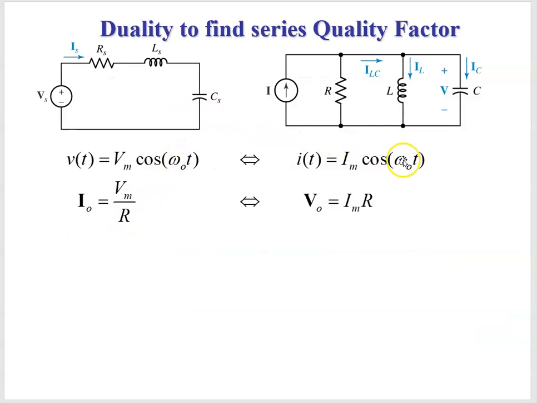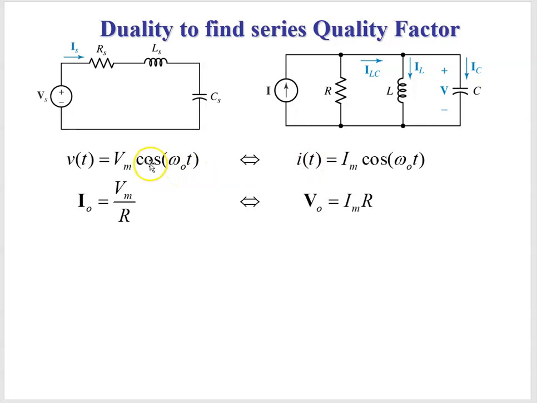If we try to use our duality concept to continue to analyze these, for our parallel RLC, we drove the parallel RLC with a current source. If we drove it with Im cosine omega naught t, then the voltage across all the elements at resonance was just that amplitude Im times R. And again, that's our voltage phasor. To convert that to a phasor, we don't have any phase shift difference. The voltage and current are in phase.